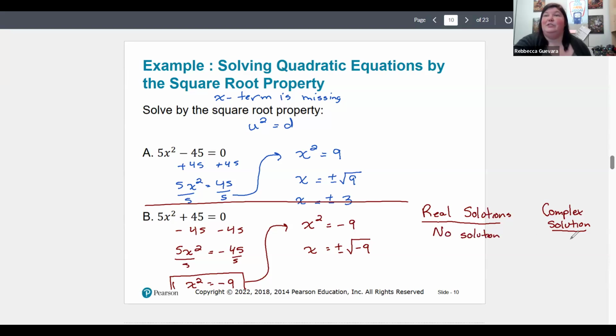In complex solutions, we know that the square root of -9 is really i square root of 9. So what we have here is actually x is equal to plus or minus i square root of 9, or x is equal to plus or minus 3i. So one thing to be careful of: do we have complex solutions or only real solutions?